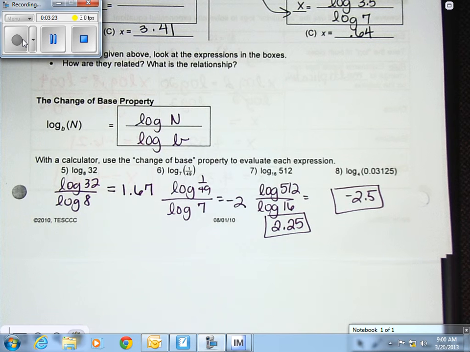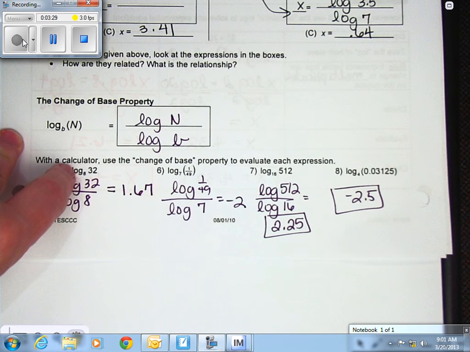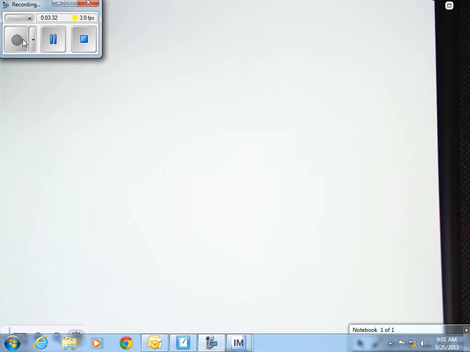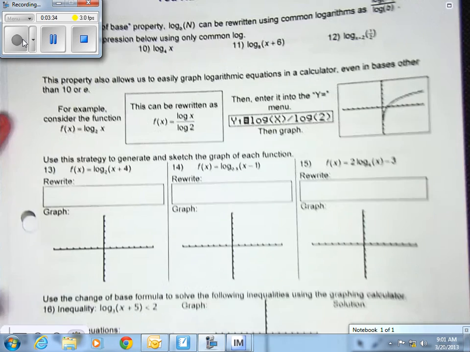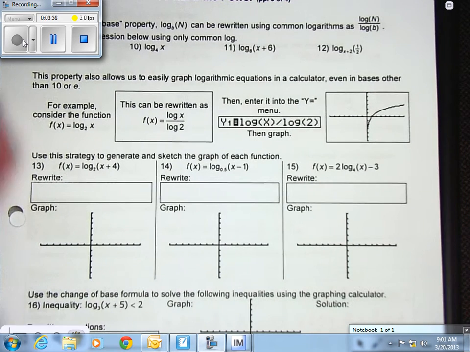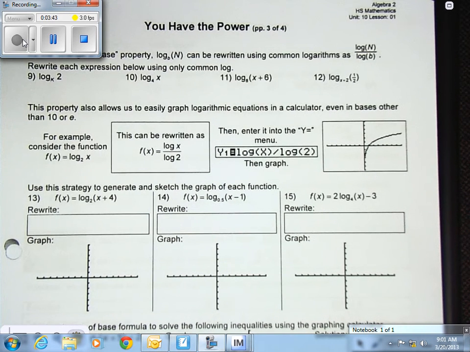So everybody should be able to solve a logarithmic equation by taking a log on both sides. Everybody should be able to use the change of base property. So let's flip over to the last page of your notes. Now we're going to take some that are in a generic form and write those in terms of a common log or using the base changing property.